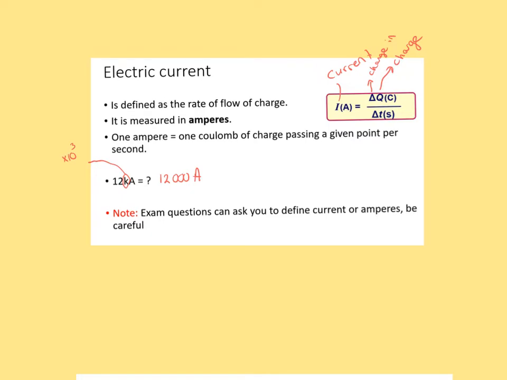I put a note here for you to remember that you could be asked to define these words. Current is a quantity, amperes is a unit, so you need to define quantities with quantities and units with units.